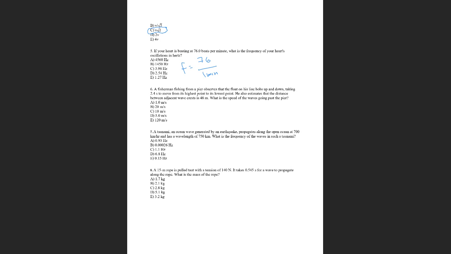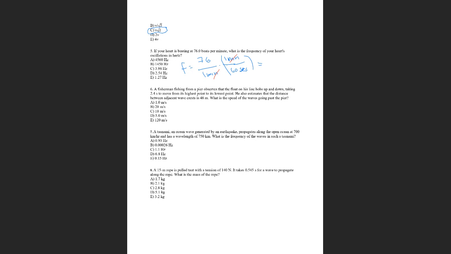However, it's asking you what the oscillation frequency is in hertz. And so we got to get rid of minutes. And 1 minute is 60 seconds. So here I've multiplied by 1 minute divided by 60 seconds, which is the same as multiplying by 1, so I'm not changing anything. And the minutes go away.